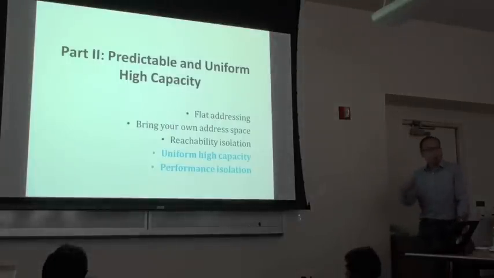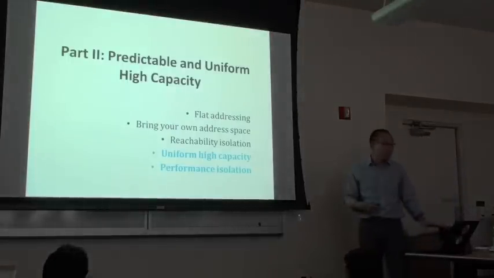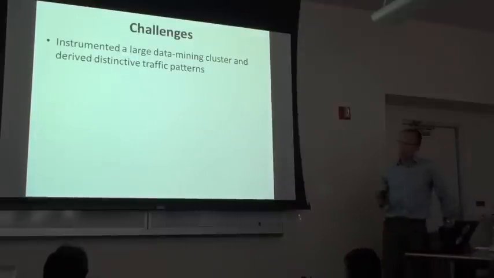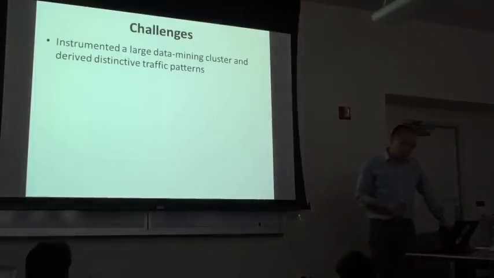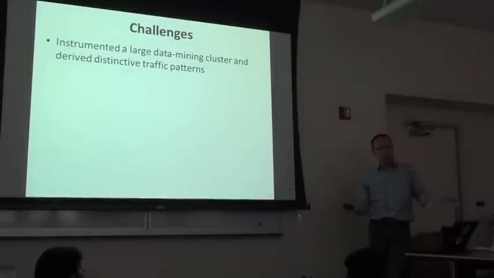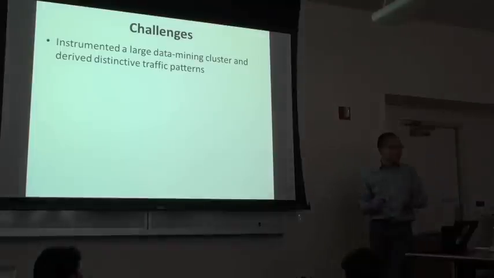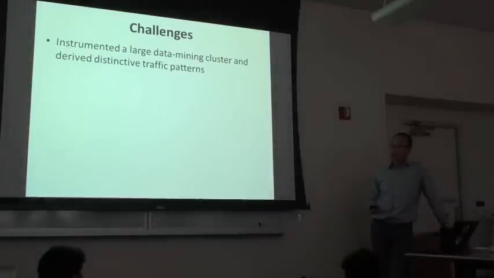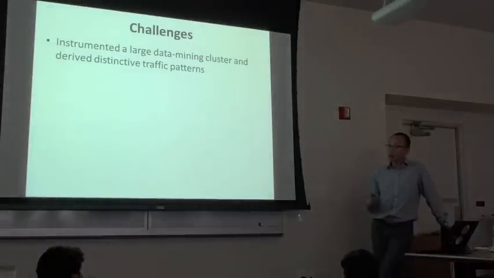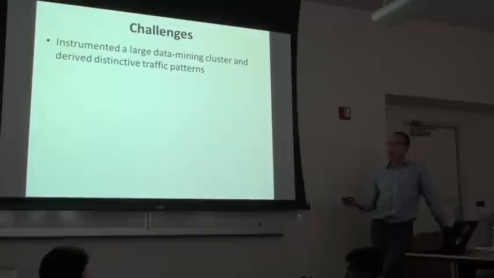So now let's move on to the second part, predictable and uniform high capacity. So again, let me begin with some key challenges and opportunities. So this is the challenges slide. And one of the key challenges is related to traffic patterns. A traffic pattern is basically a mathematical descriptor describing how these servers in a network talk to one another. And why do I care about it? Because if I know the traffic patterns, I can optimize the routing topology and routing scheme to best serve that particular traffic pattern. It's basically the biggest bang for buck approach.